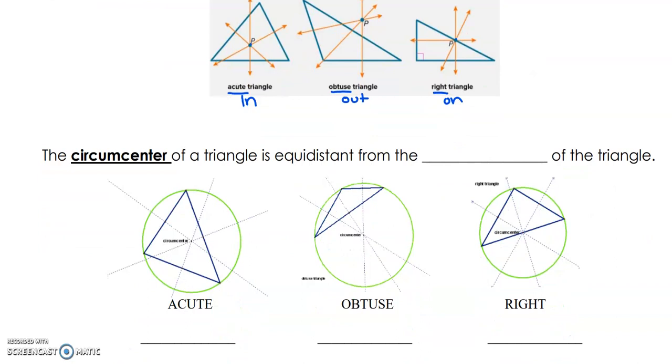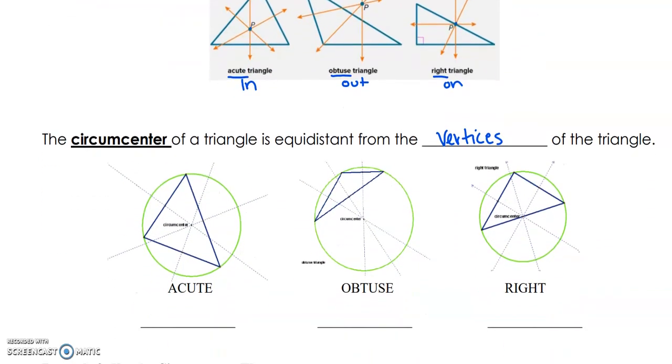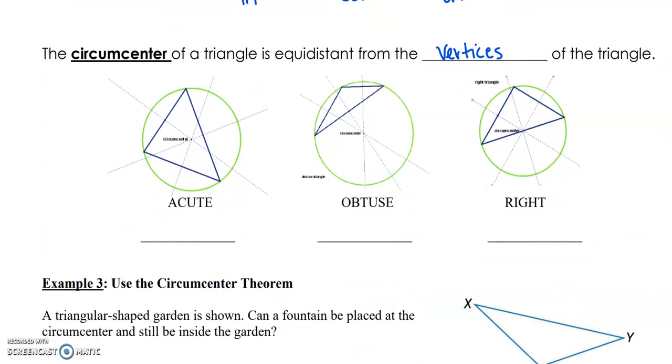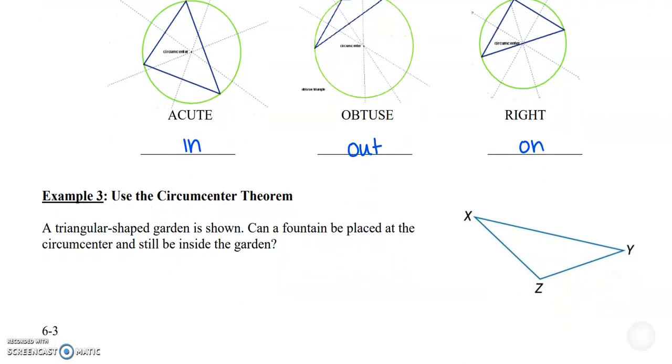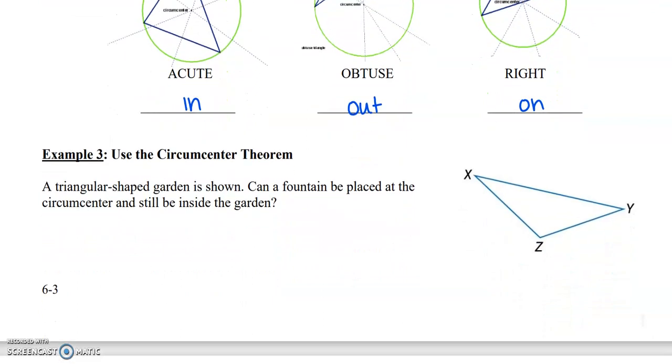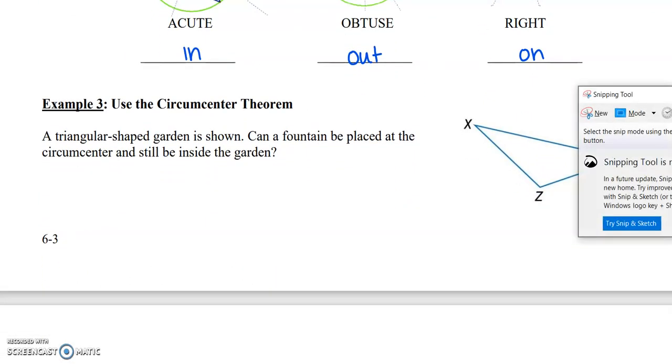But they are all going to be equidistant from the vertices, our point that is the circumcenter. So here's one with our circles drawn: acute in, obtuse out, and right on for our circumcenter. So what if I had this triangular shaped garden?